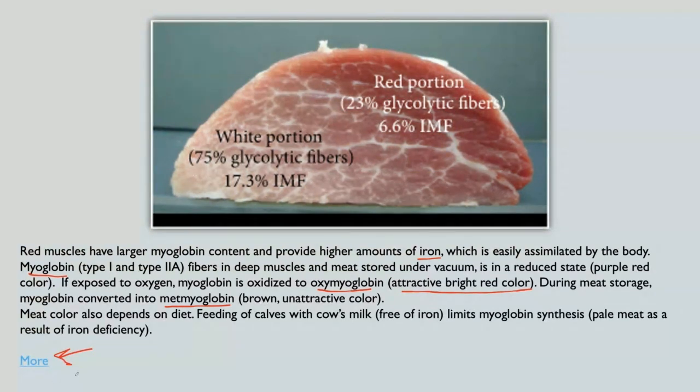The color of the meat also depends on the diet of the cow. If you feed the calves with cow's milk that has no iron, they are going to have very little myoglobin. That's why the calf's meat is going to be pale compared to a cow's meat. If you read that, you're going to learn very interesting things. I love this stuff, and I love learning about it.